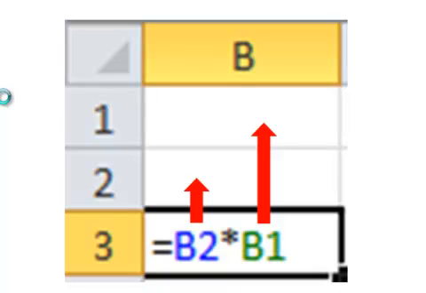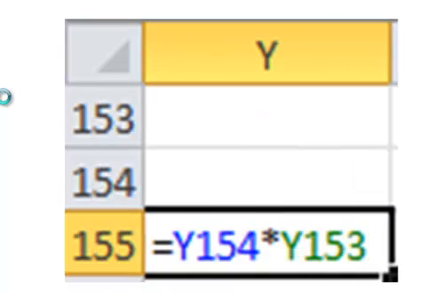So when we copied the formula to C3, it became C2 multiplied by C1: one cell above multiplied by two cells above. And the same thing for D3 and E3. So if I were to copy this formula into Y155, what would the formula look like? Think about it. Let's look at the answer. Actually, it would be Y154 multiplied by Y153, or one cell above multiplied by two cells above. It's relative to the location of the formula.